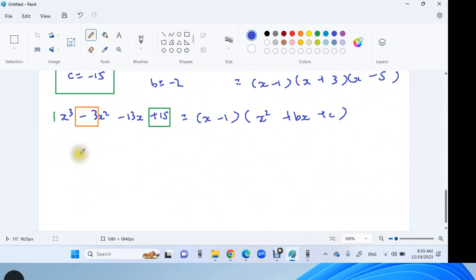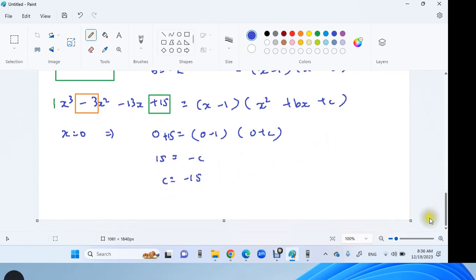What we can do is we substitute some small number instead of 1. Because if you substitute 1, then this becomes 0, then the whole thing becomes 0, then we cannot find the B and C. We sub with x equal to 0. Then we have 0 equal to 0 minus 1, 0 plus C. This is 0 plus 15. So we have negative C equal to 15. Then C equal to negative 15. Done. So we get the value of C.